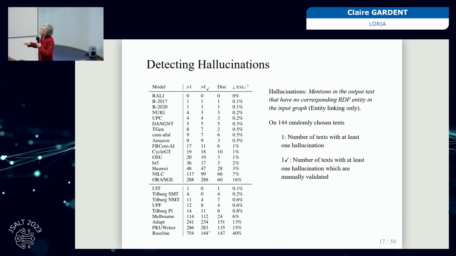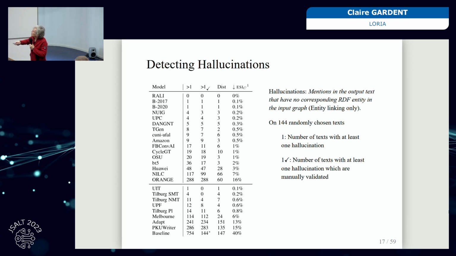So what you see here, the first column tells us what the automatic detection does. Then we have this manual evaluation. We only did this on 144 random texts. But we manually checked what the entity linker was telling us in terms of hallucination, and you see it has reasonable quality. So most of the automatically detected hallucinations actually are hallucinations.